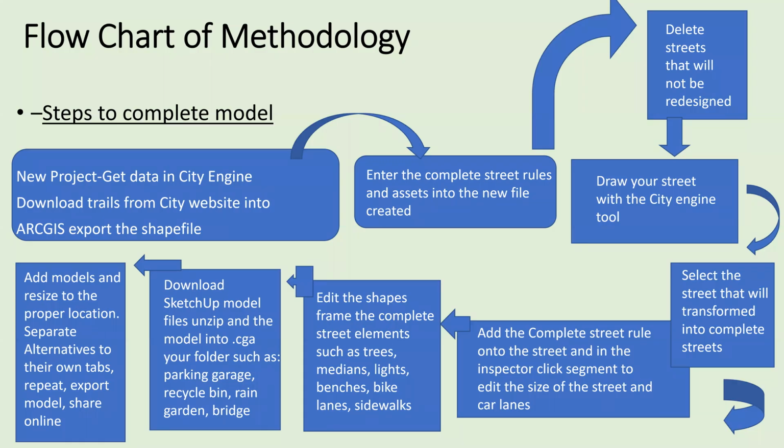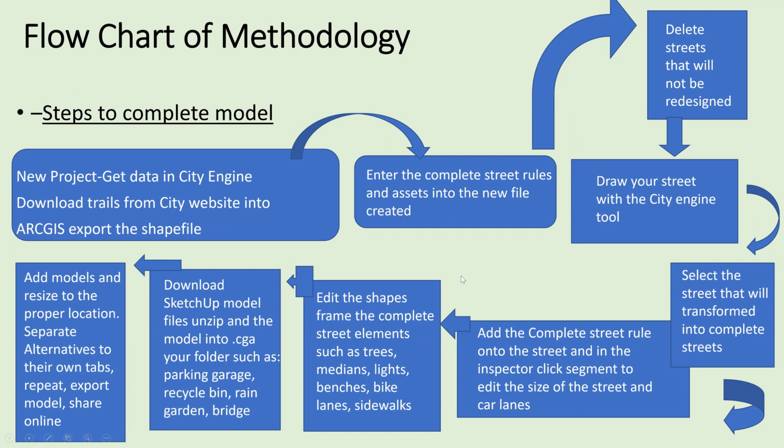This is the methodology I used. I got the data in CityEngine. I used complete streets, rules, and assets, and I used the insert street tool in CityEngine to draw a curved street, which takes longer than a straight street. When you select it, it takes time to select it in the areas that you want. So the curved street takes a little bit more time to draw.